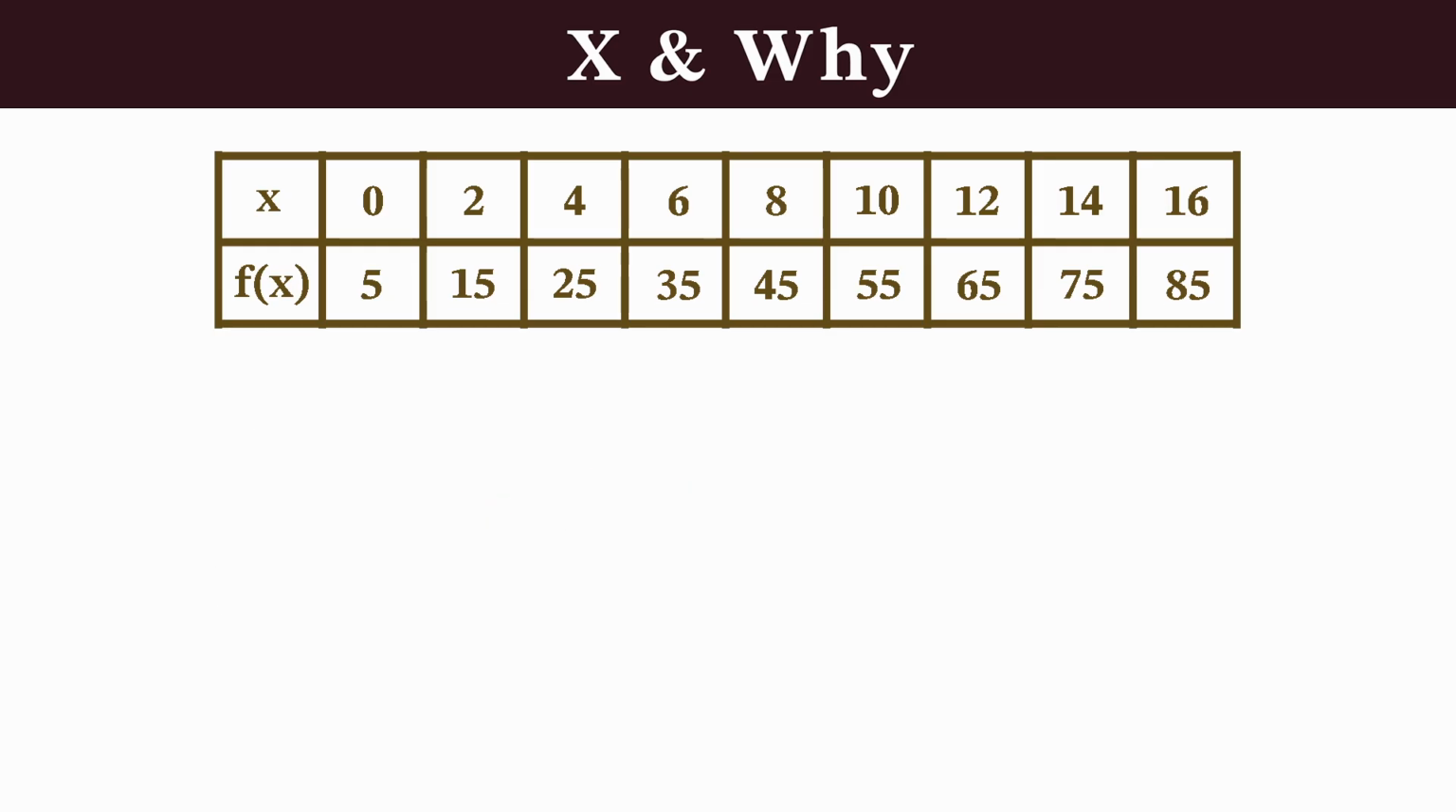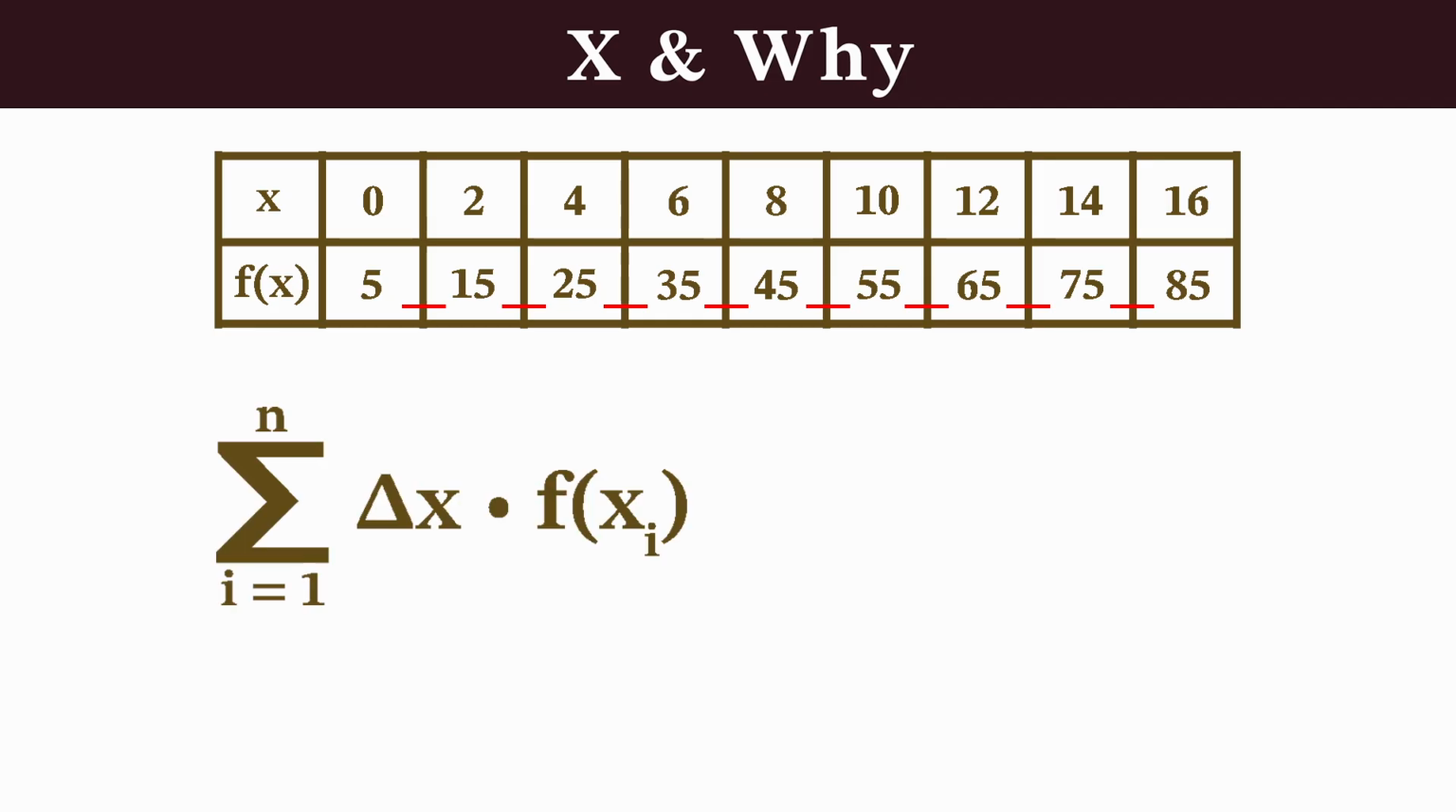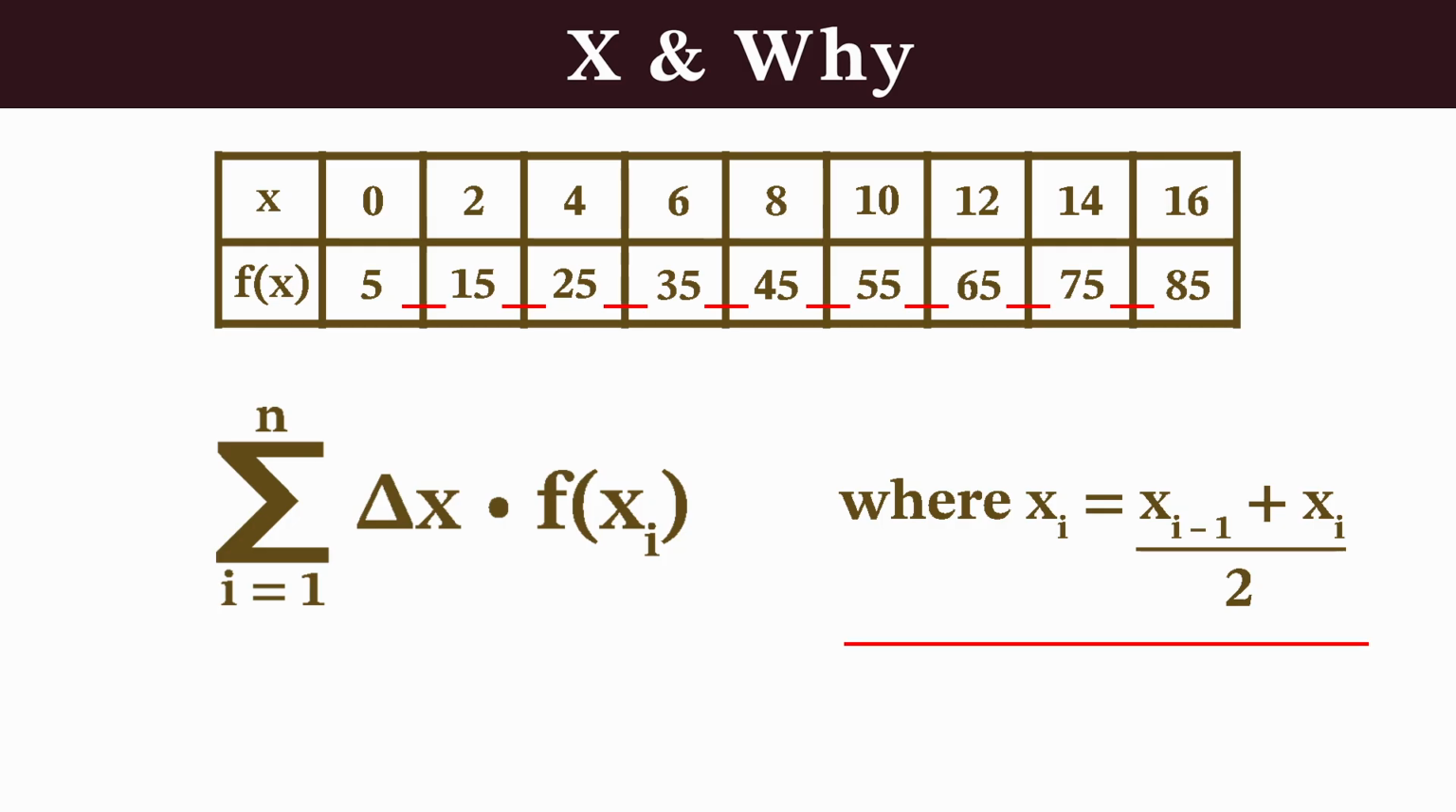For a midpoint Riemann sum, the height of the rectangle is determined by the function evaluated in the middle of the left and right endpoints of each subinterval. The midpoint Riemann sum is the sum from i equals 1 to n of f of x sub i times delta x, where x sub i is the midpoint of the i-th subinterval as shown here.